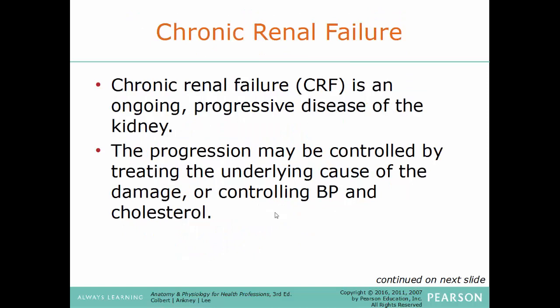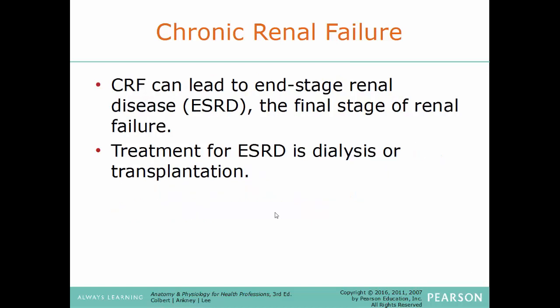The CRF, chronic renal failure, is an ongoing progressive disease of the kidney. The progression may be controlled by treating the underlying cause of the damage or by controlling blood pressure and cholesterol. The CRF can lead to end-stage renal disease, or ESRD, which is the final stage of renal failure. And the only treatment for ESRD is dialysis or getting a new kidney.